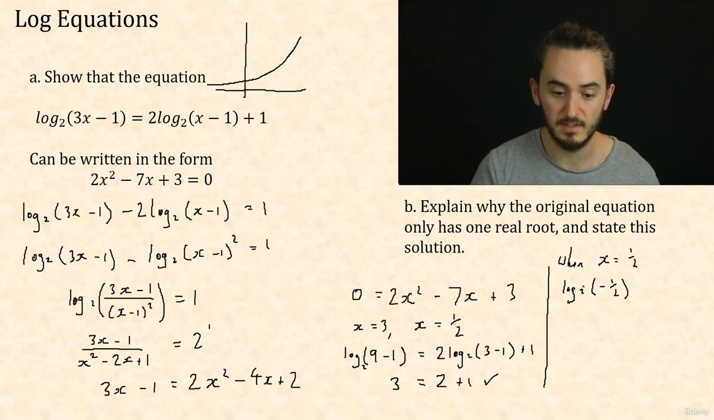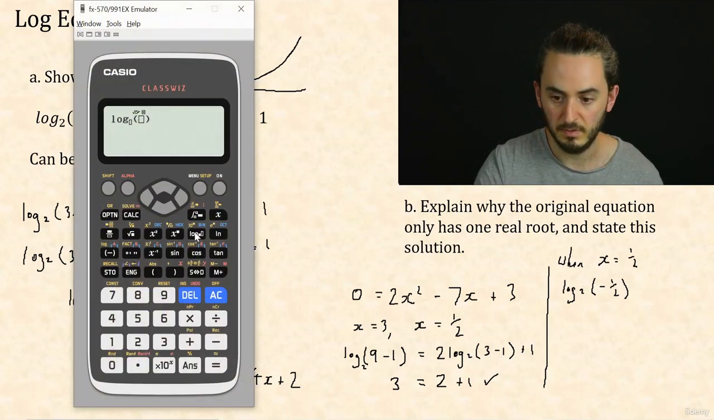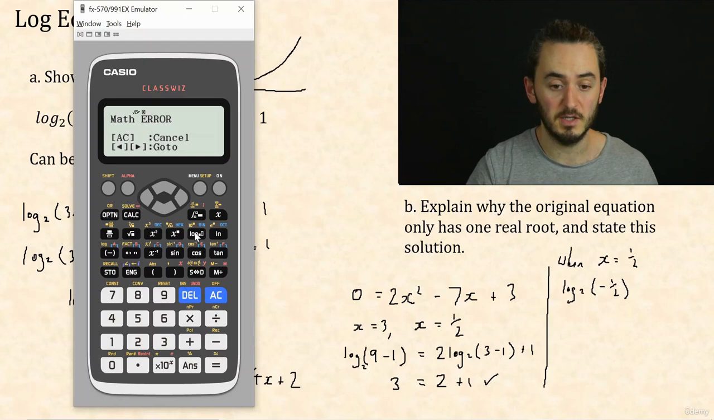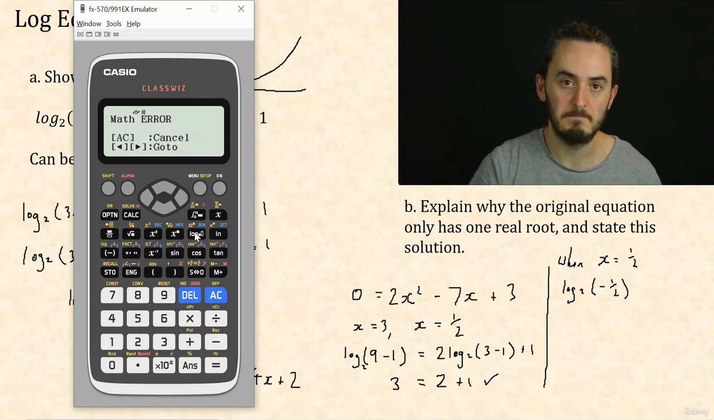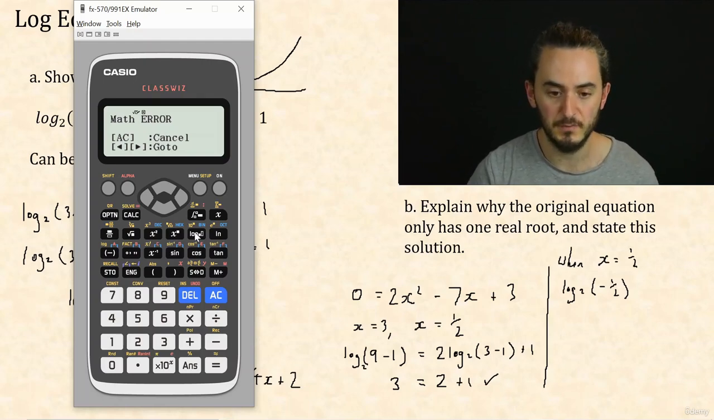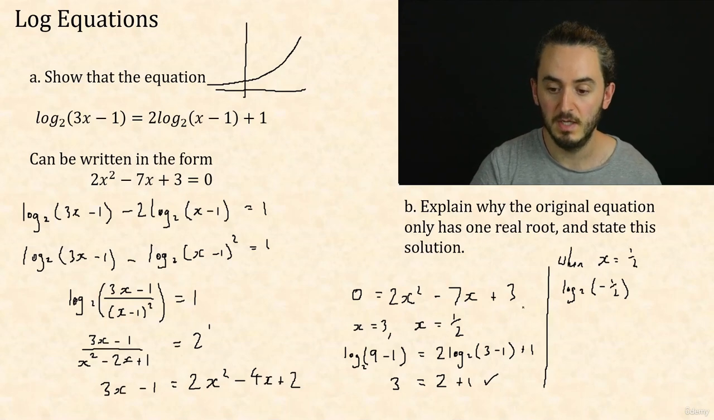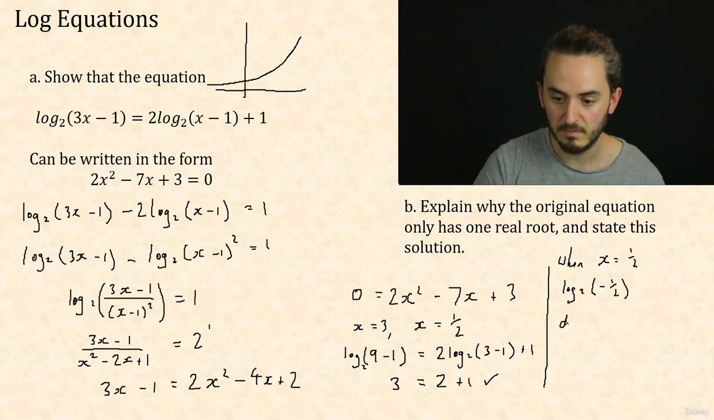If you key into your calculator, in fact, let's do that. Look, if you key into your calculator, log base 2 of minus a half, you get a math error. Okay, it's impossible. It's like asking them for the square root of minus 4. There is no real number which squares to minus 4. So that's the issue, is that actually we were presented with 2 answers, but only one of them actually worked. So when x equals half, log base 2 of minus a half does not exist. Okay, there's no answer.